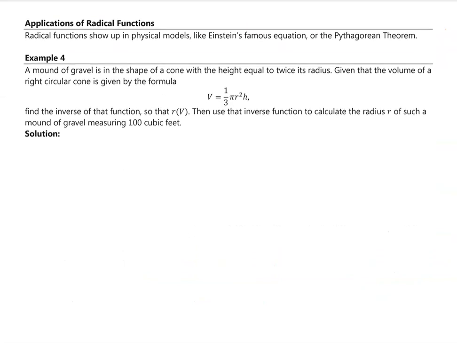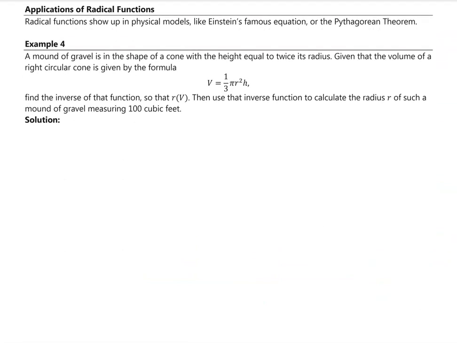Next one, applications of radical functions. Radical functions show up in physical models like Einstein's famous equation or the Pythagorean theorem. Example 4, a mound of gravel is in the shape of a cone with a height equal to twice its radius. So meaning the height is equal to twice its radius, given that the volume of a right circular cone is given by this formula: 1/3 pi r squared h.